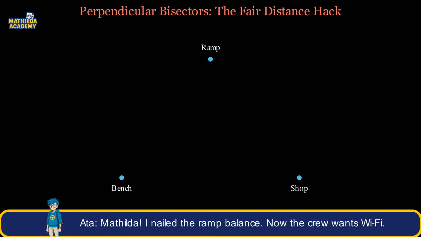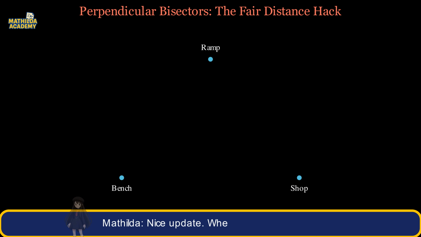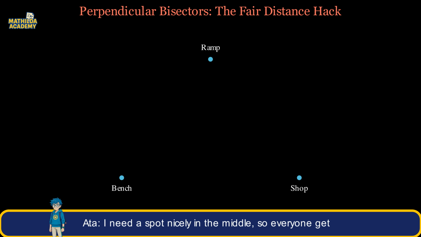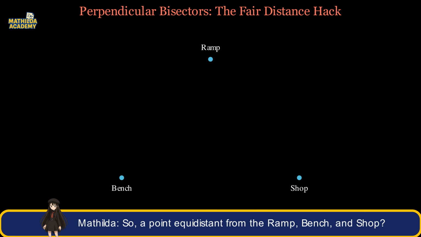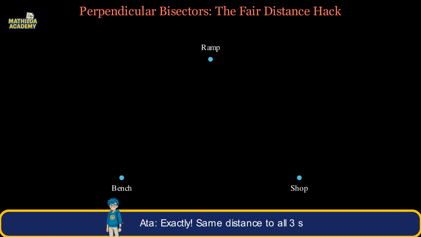Matilda, I nailed the ramp balance. Now the crew wants Wi-Fi. Nice update. Where are you putting the router? I need a spot nicely in the middle so everyone gets fair signal. So a point equidistant from the ramp, bench, and shop? Exactly. Same distance to all three spots.